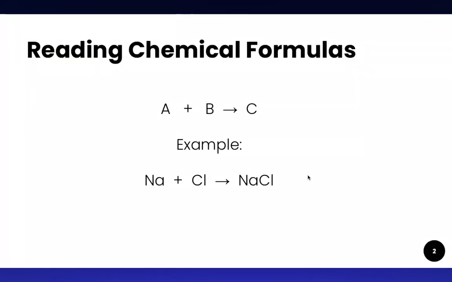Let's go over a little vocabulary. When you're reading chemical formulas, there's always some elements or molecules on the left and then some on the right. The elements you see on the left are always going to be called reactants. And on the right, you have the products.